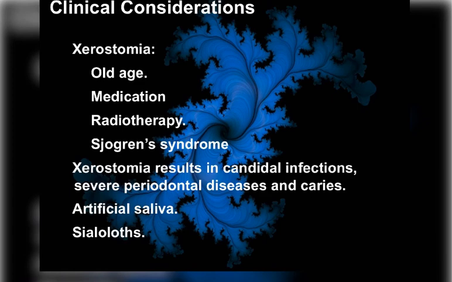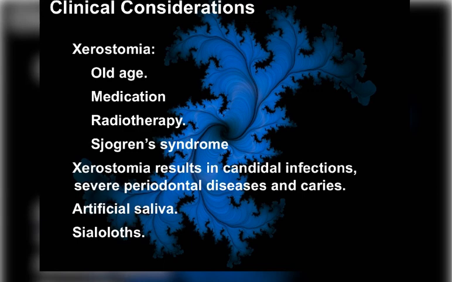But in other cases, you need to use artificial saliva because, for example, radiotherapy causes irreversible damage. Sjogren syndrome is an autoimmune disease that damages salivary glands as well. So in these cases, we need artificial saliva.